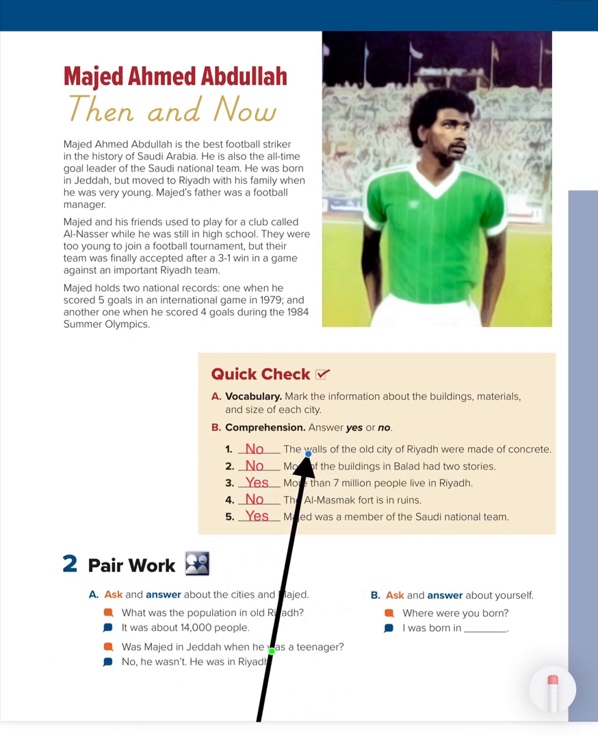Number 1. The walls of the old city in Riyadh were made of concrete. No. Most of the buildings in Balad had 2 stories. No, actually. More than 7 million people live in Riyadh. No. Al-Masmak Fort is in Riyadh's new city. No. Majid was a member of the Saudi national team. Yes.